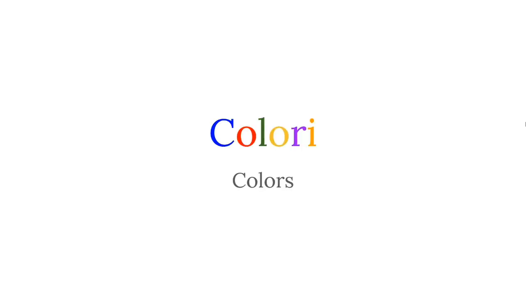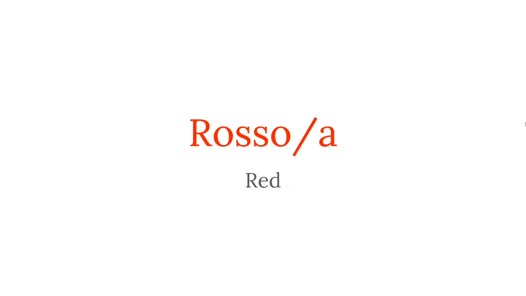Today's lesson is all about colors. Colori in Italian. Colori. Perfect. So let's start with blue. That's easy. Blue in Italian is blu. Blu. Perfect. Then we have red.